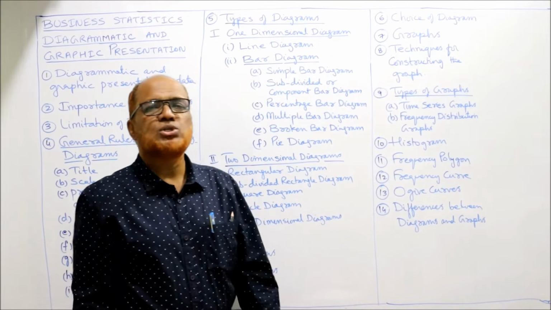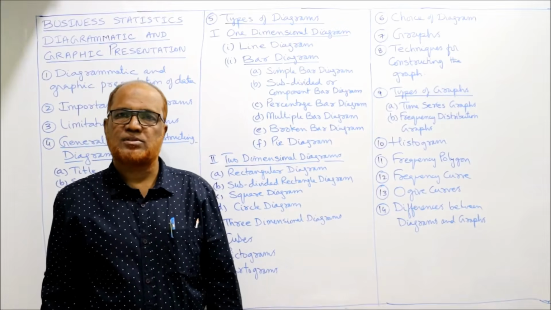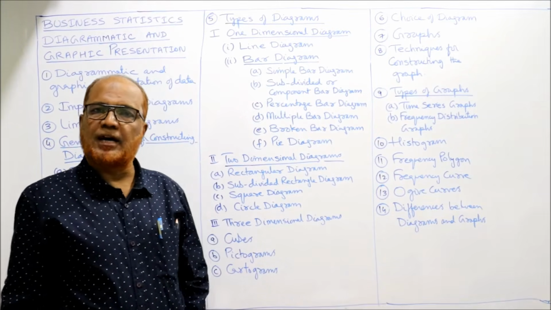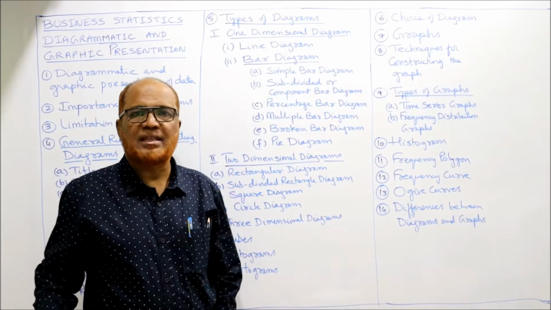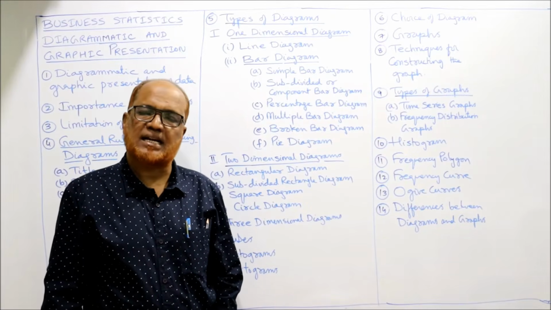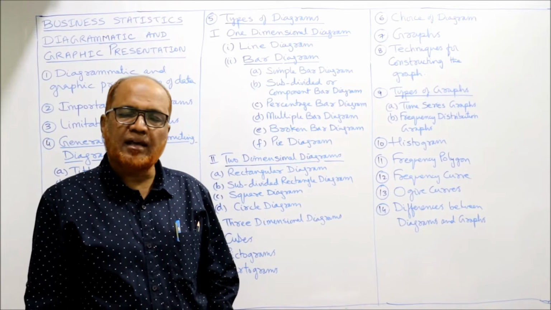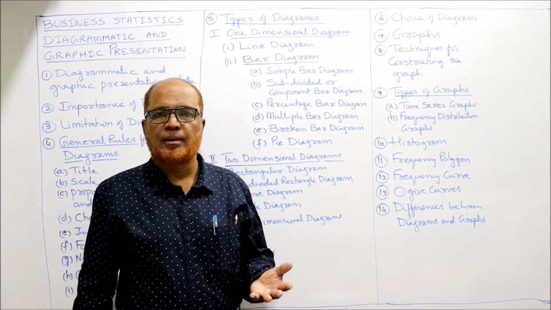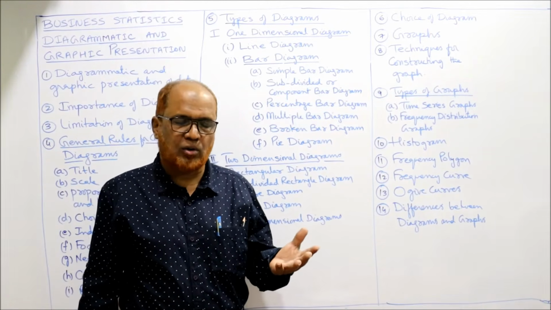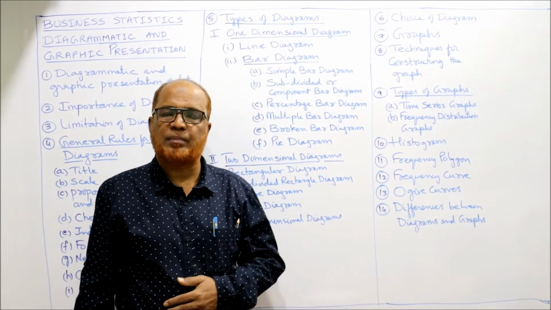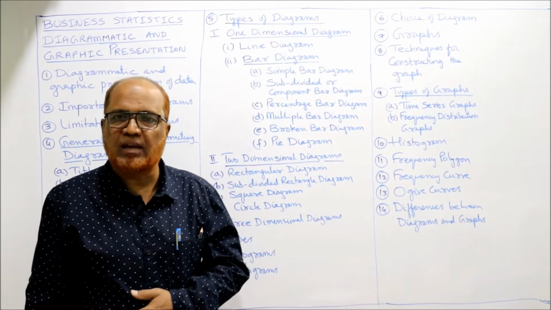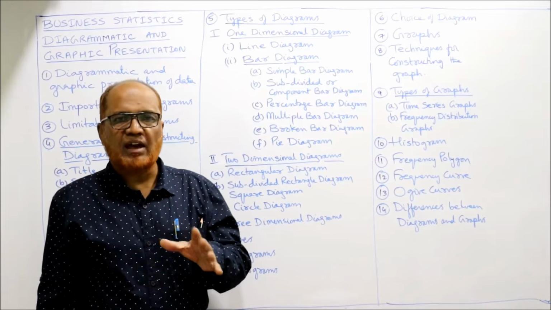Now, graphs. So far we have discussed the diagrams. Now we'll discuss graphs. A graph is another method of presenting statistical information on graph paper. Diagrams can be drawn on any paper, but graphs should be drawn on a specific graph paper which consists of horizontal and vertical lines.